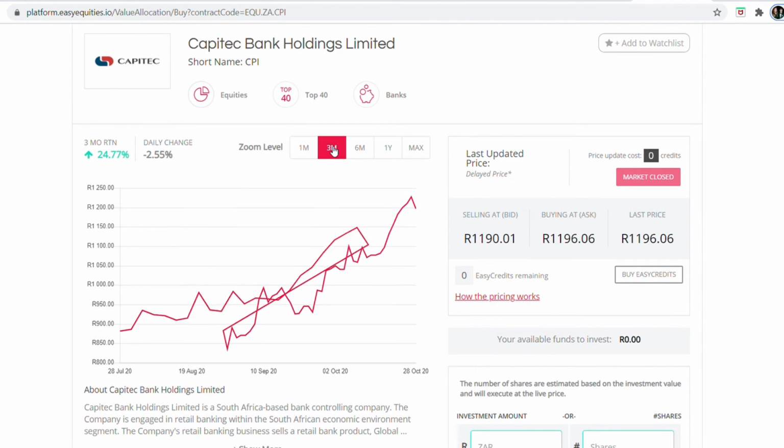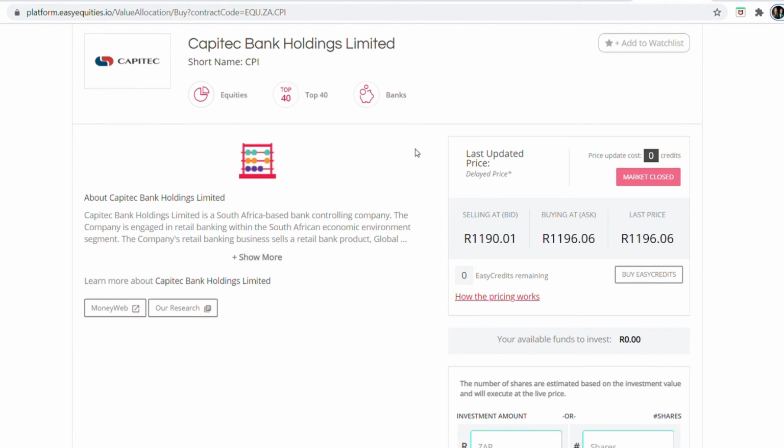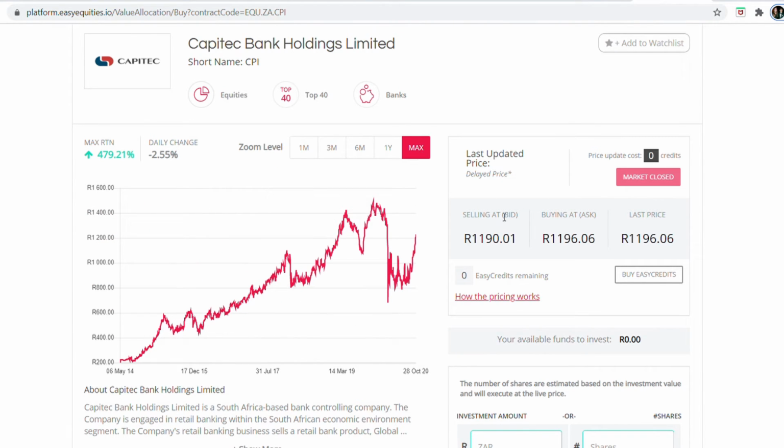past month, 3 months, 6 months, year, as well as the max time period. Now here on the right, we also have a little bit of technical stuff, which isn't really necessary. The only thing you guys would need to focus on is the last price. That is the last price which these shares were exchanged at, i.e. someone sold their shares to a buyer.